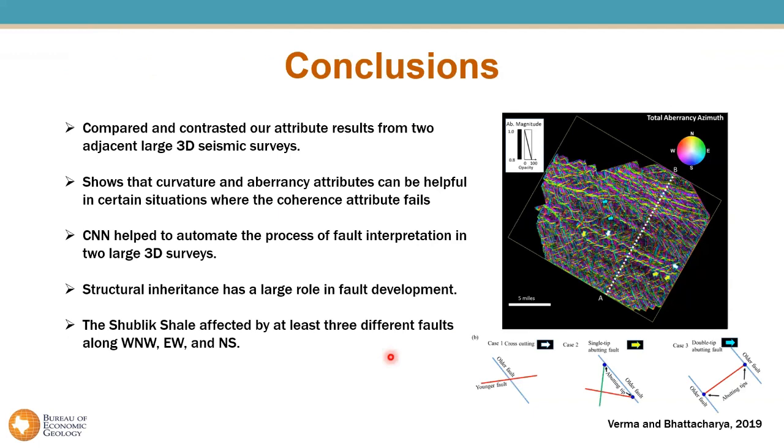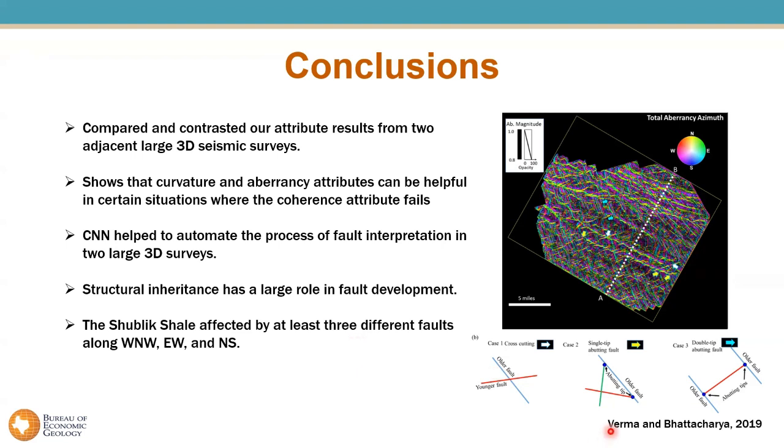So we compared and contrasted these attribute results from two different 3D seismic surveys in the same geological regime, and we found that for certain styles of faults with minimal offset, we could not really visualize them on a coherence attribute, but we could interpret them using curvature and aberrancy attributes. So in certain situations, these attributes can be helpful. And we think structural inheritance has a large role in fault development.